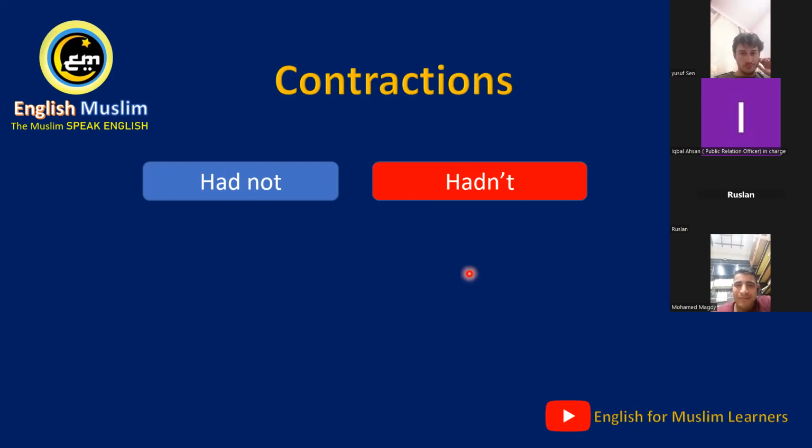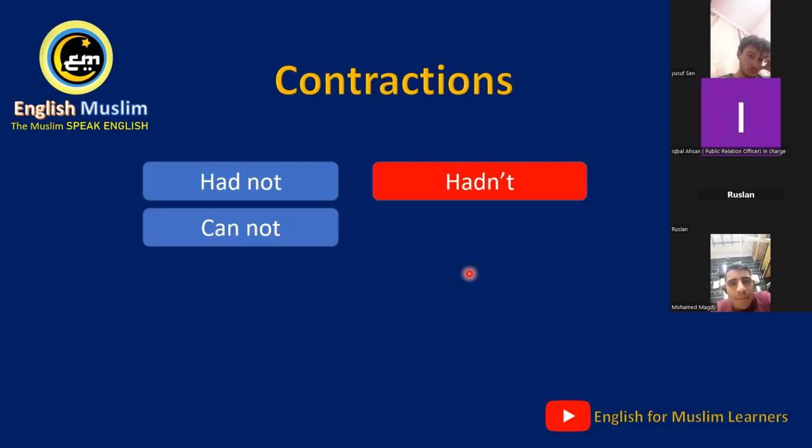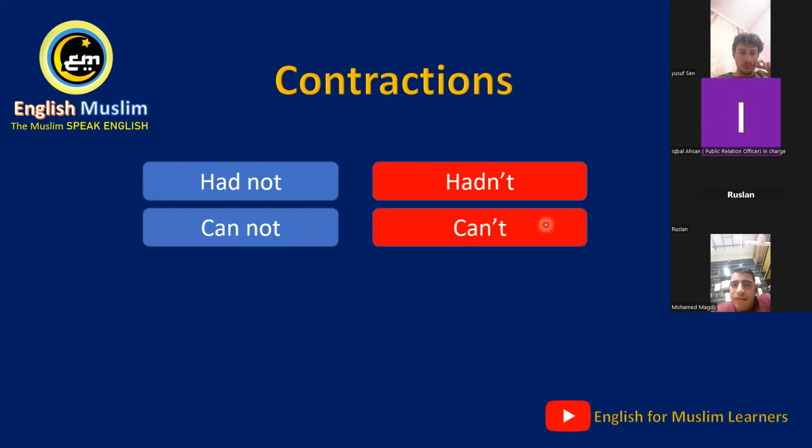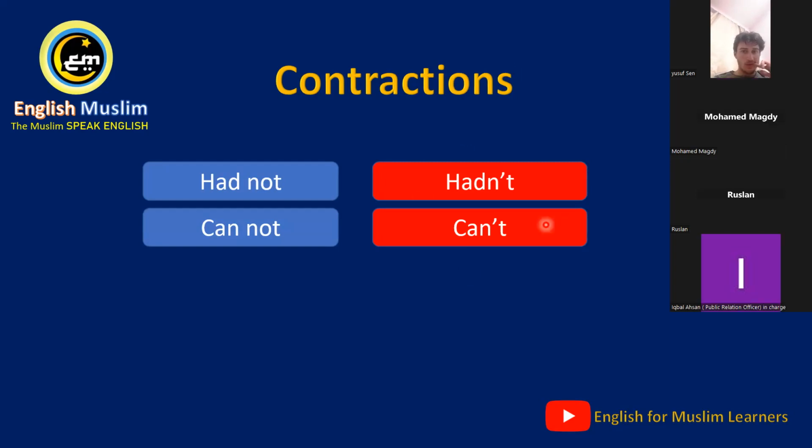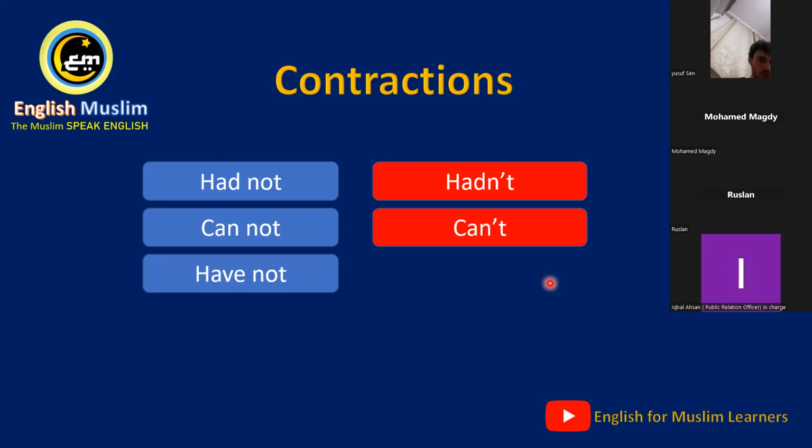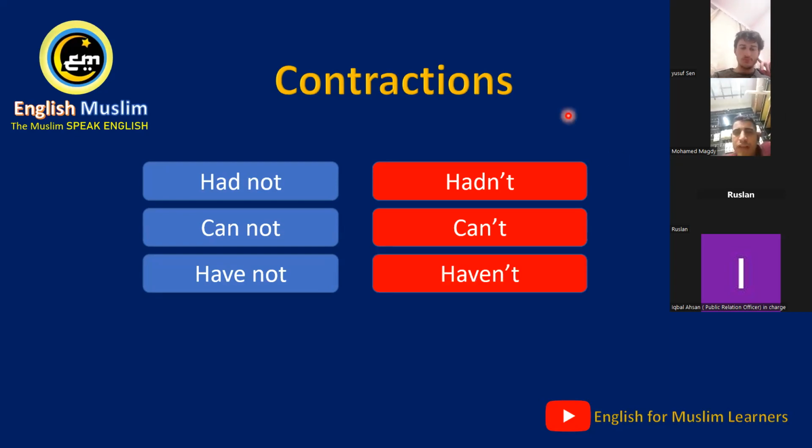Okay, let me continue first. Today we're talking about contraction, abbreviation. Cannot. Can't. For example, I can't speak English. Have not. Haven't.